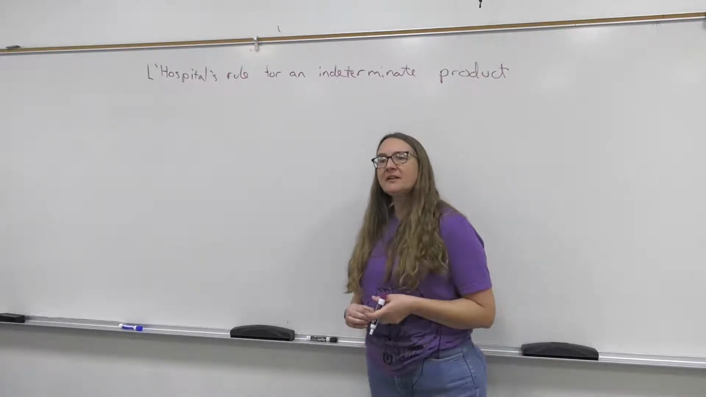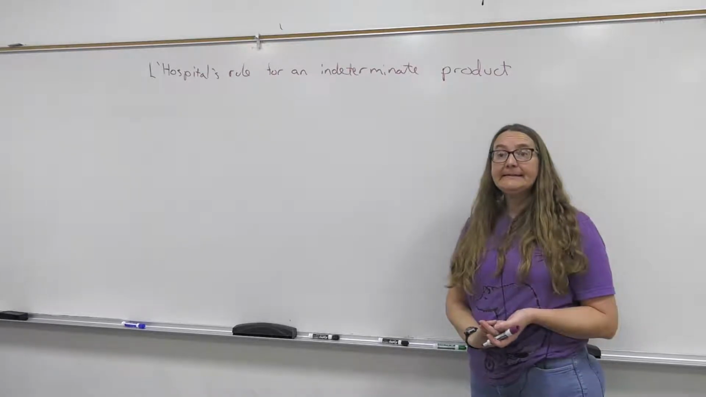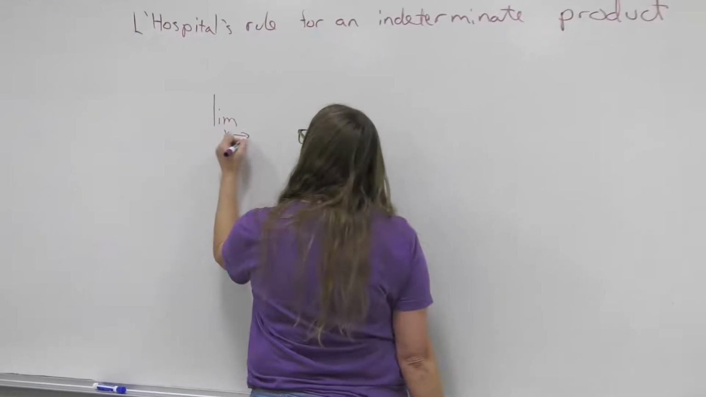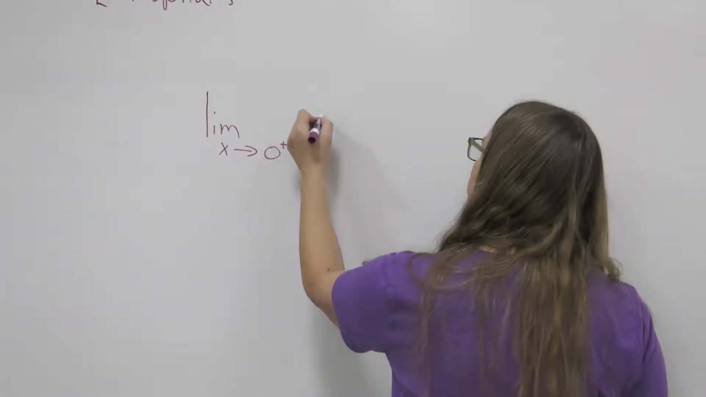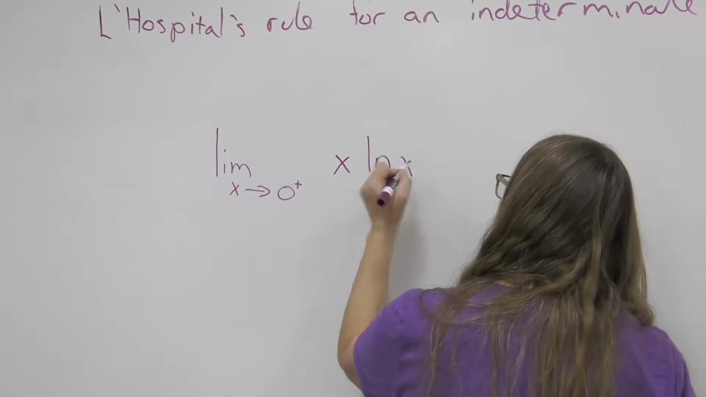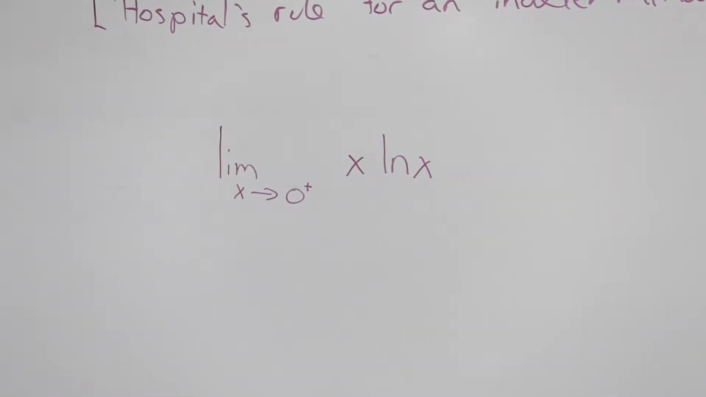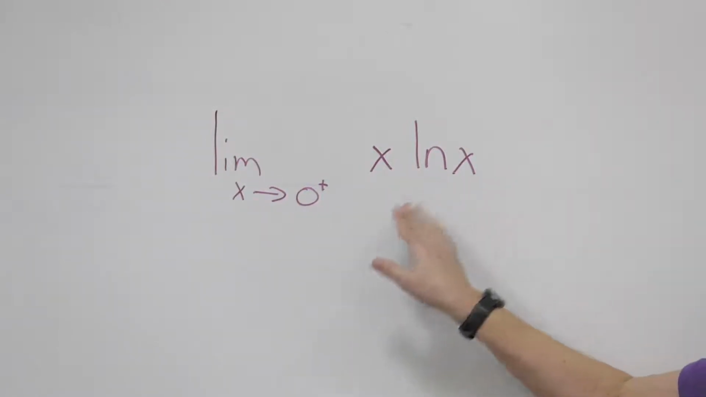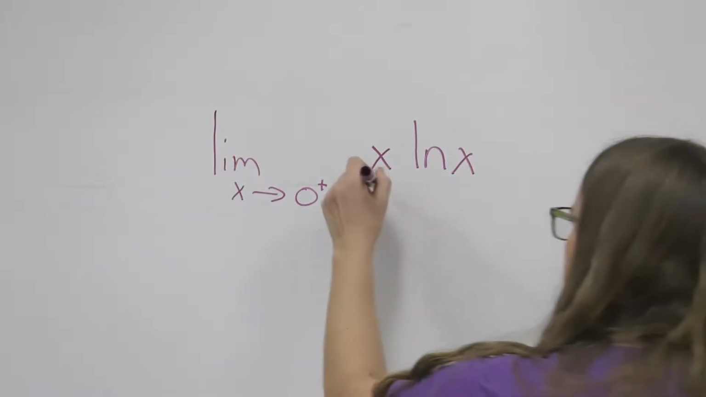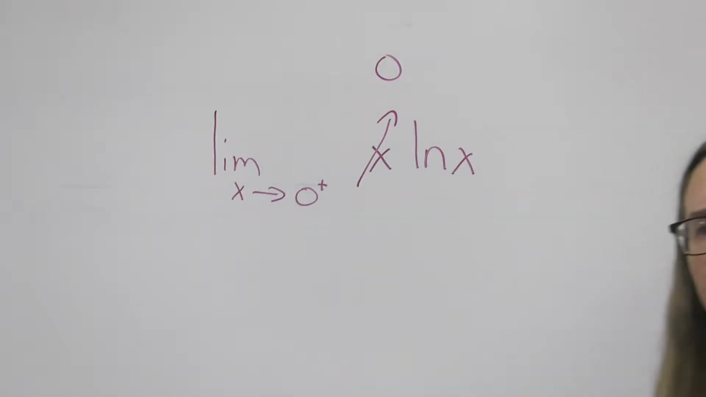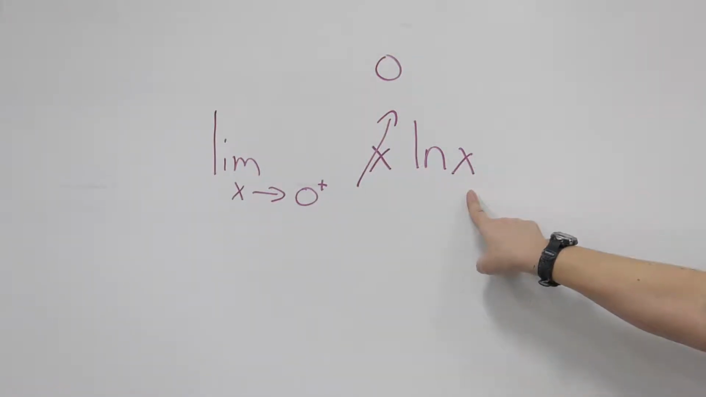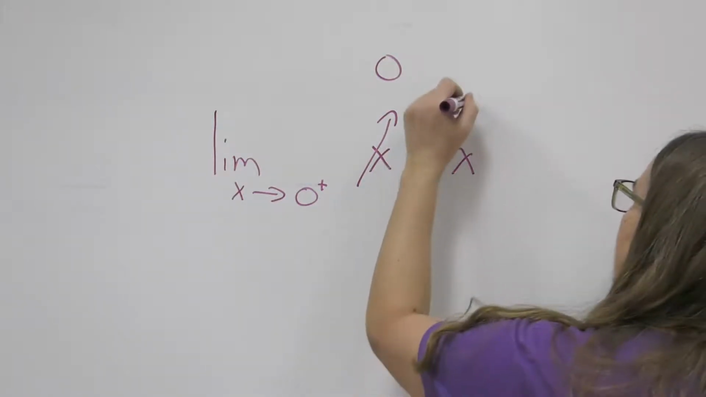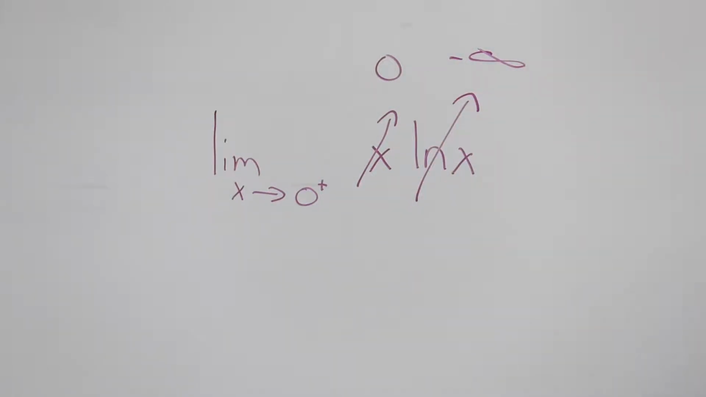In this video, we're going to take a look at using L'Hopital's rule for an indeterminate product. As our example, let's take a look at the limit as x approaches 0 from the positive side of x times the natural log of x. Now, if I look at where each individual factor goes, as x is going to 0, that means x is going to 0. For the natural log of x, if we're approaching 0 from the positive side, that's actually going to negative infinity.